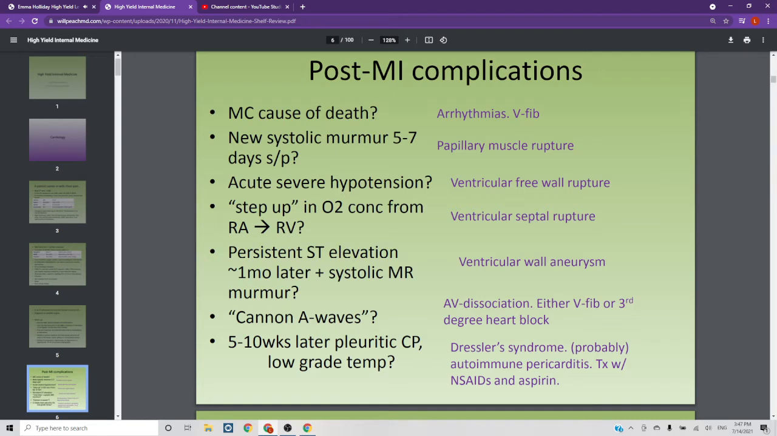So, Cannon A waves, they love to describe this on physical exam. Do you guys know what Cannon A waves are, what you look for? Where do you look for Cannon A waves? The jugular, right? You look at the JVP and you just see them bounding. They're Cannon, bounding Cannon A waves. And what do they tell you? Something's wrong with the heart. Well, I'm not to Dressler yet. Jumping the gun.